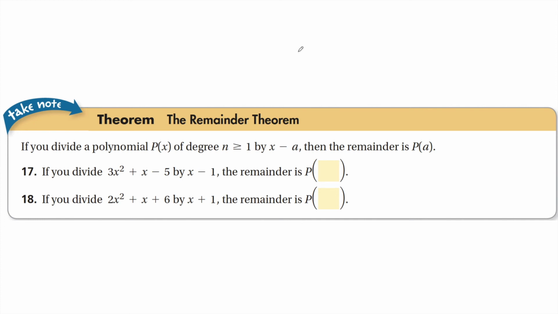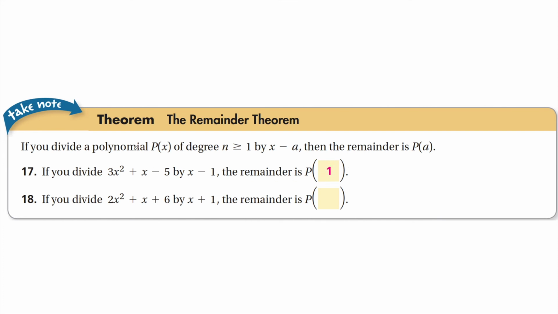Take note. Theorem. The remainder theorem. If you divide a polynomial p sub x of degree n that is greater than or equal to 1 by x minus a, then the remainder is p sub a. Well, in other words, if you were to divide 3x squared plus x minus 5 by x minus 1, the remainder will end up being whatever it would be if we were to plug in, in this case, the opposite of negative 1, which is a positive 1.